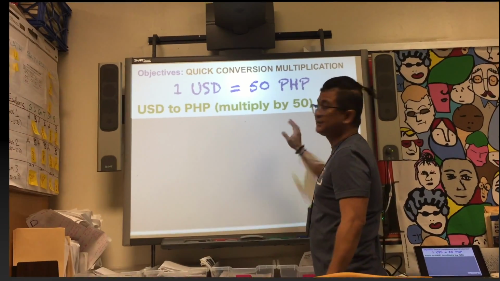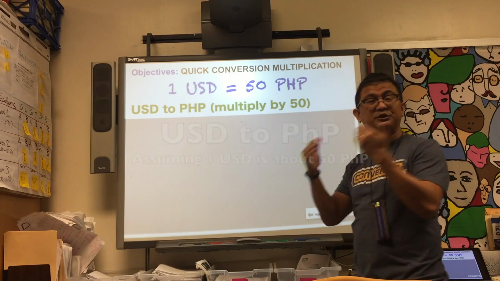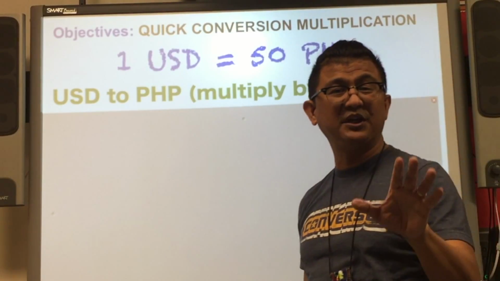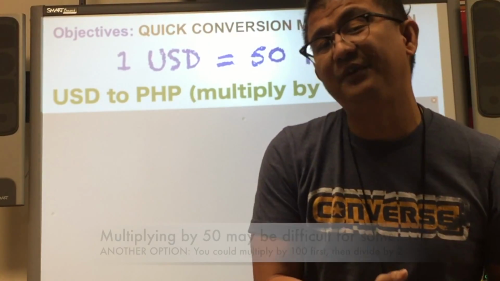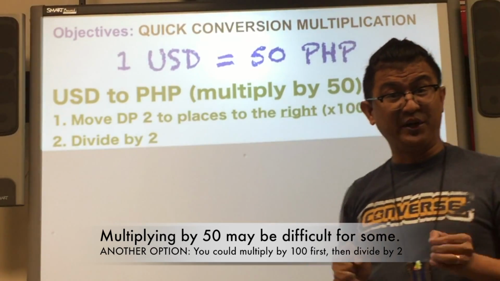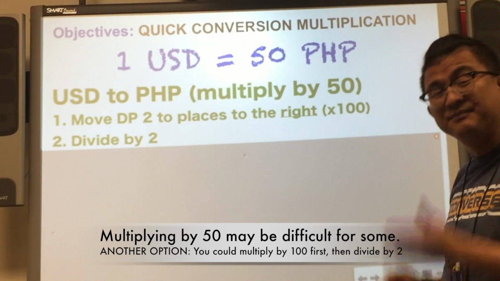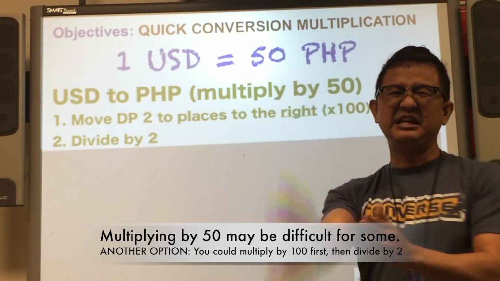Check this out. Let's start by converting US dollars to pesos. You have to multiply it by 50. But some people are having a hard time multiplying by 50. But it's easier to do the following. I could multiply by 100, which is moving the decimal point two places to the right, and dividing by 2 is easy. Hinahati mo lang.